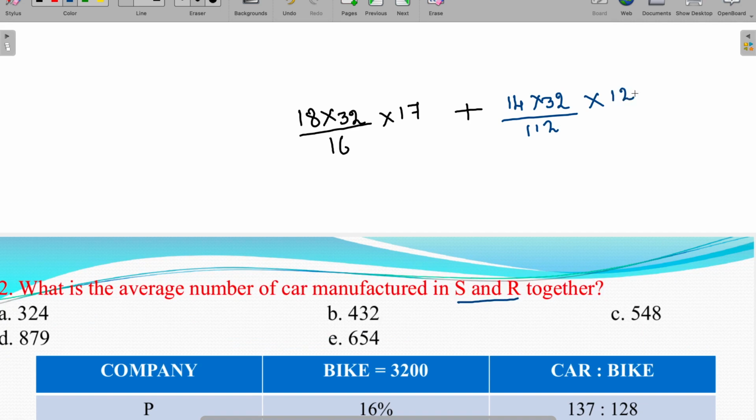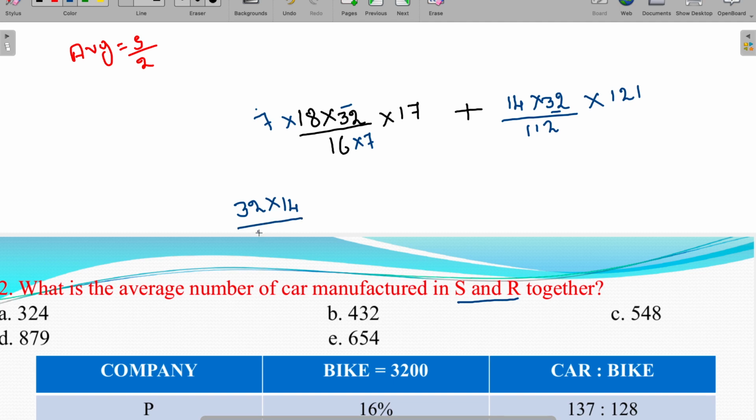I want 121. Now this equation is divided by 2. Why divided by 2? Average means sum divided by the number of observations, so divided by 2. We will do that at the end. Let's solve this first. Here 112, so here also I want 112. The LCM will be 16 sevens are 112. Here also 7. Now 32 is common, and 7 and 2, 14 is common. So 32 into 14 is common.